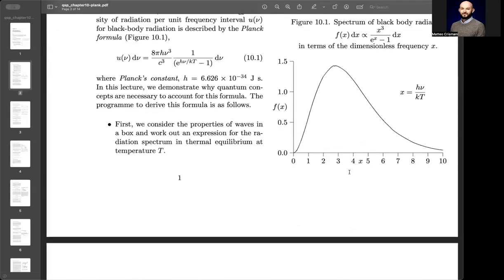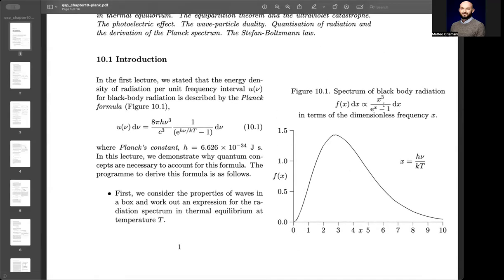sorry, let me go back here. Here we have some quantity x squared. And if you don't have this e to the x minus 1, this thing doesn't flip over, right? And so the energy just keeps going up and up and up as the frequencies go up. And of course, that's not physical.